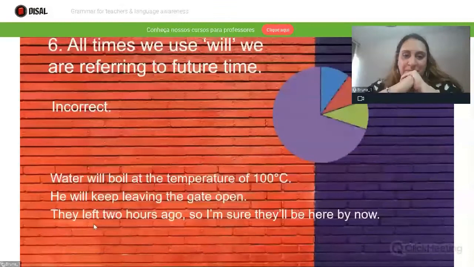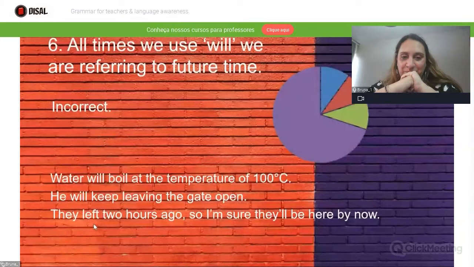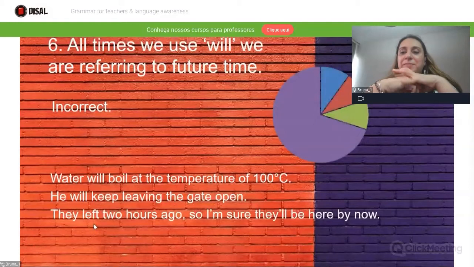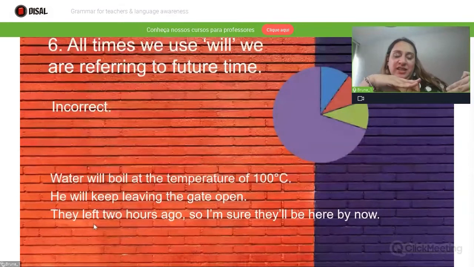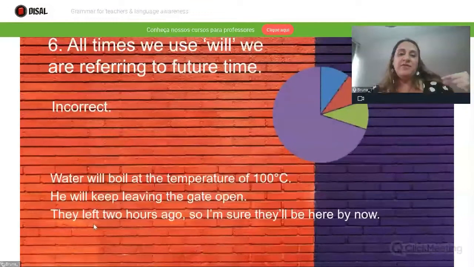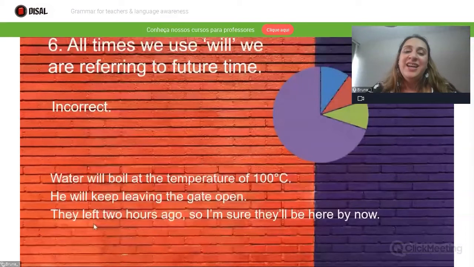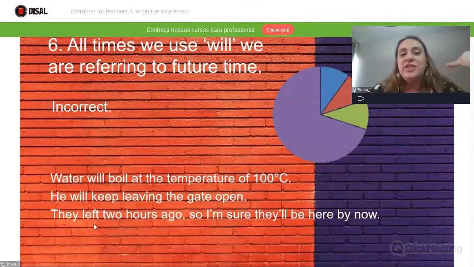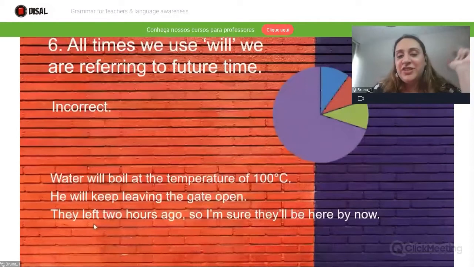What about this third one? This is something that I believe is true based on other facts. So, I'm sure they will be here by now. It's common for us to use will in this situation. It's exactly that, yes. We are talking about something that I've come to the conclusion of because of some other facts. So it's common for us to use will in this situation too. So will is used to express future time, but not always. We can use will in other situations like these three too.